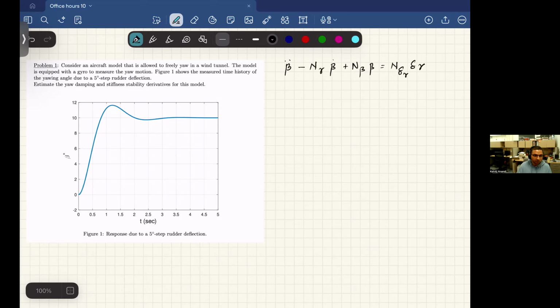If you compare it to a second order ODE, which we discussed in your vibrations when Professor Taha asked you to review vibrations concepts, it was basically to review second order ODEs. And if you compare, it's exactly the same format of a second order ODE times some forcing function. So by comparison of coefficients, you can see that 2 zeta omega_n has to be negative n_r, and omega_n squared has to be n_beta.